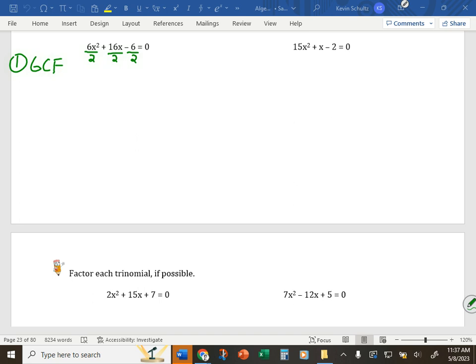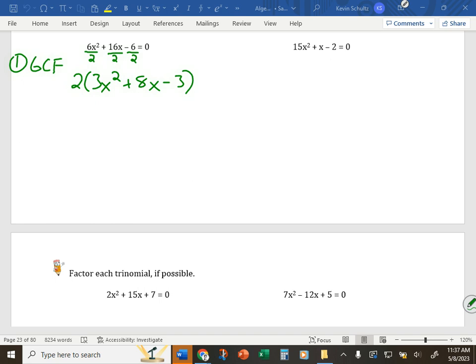So our 2 goes on the outside of parentheses, because we've taken that out. Take a 2 out of 6x squared, you're left with 3x squared. Take a 2 out of 16x, you're left with 8x. And take a 2 out of negative 6, you're left with negative 3. One way to check yourself is to distribute that 2 back in. You should get the original expression, right? 2 times 3x squared, 6x squared, 2 times 8x, 16x, 2 times negative 3, negative 6.